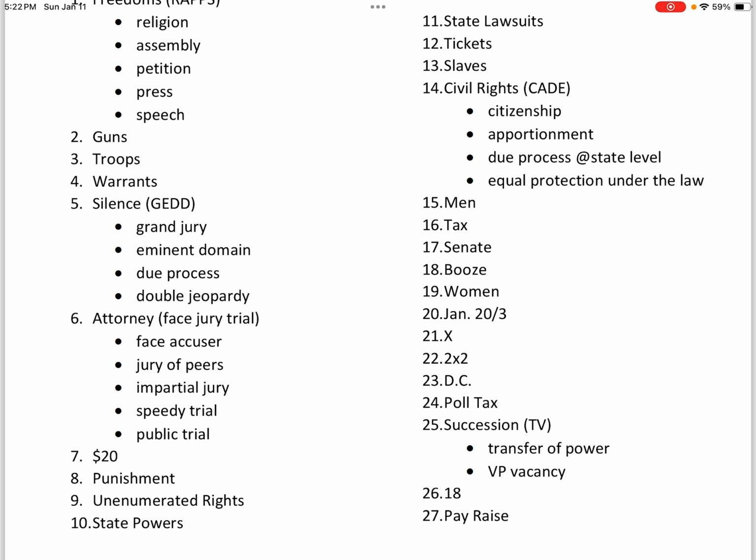When we talk about a speedy trial, do understand that even yet today, trials can take months and sometimes even years. What we consider speedy might not be the justice system's idea of speedy.